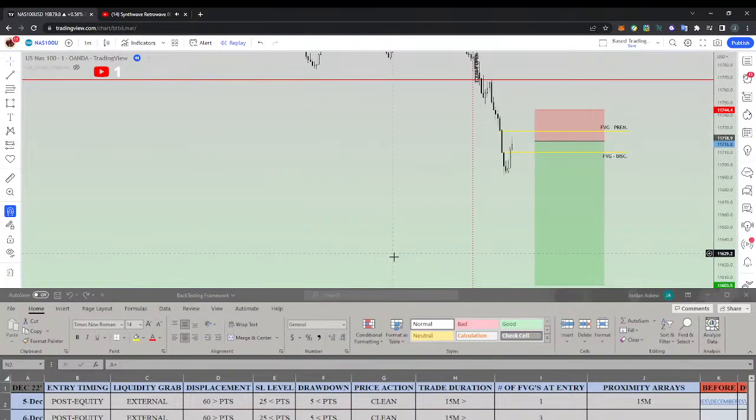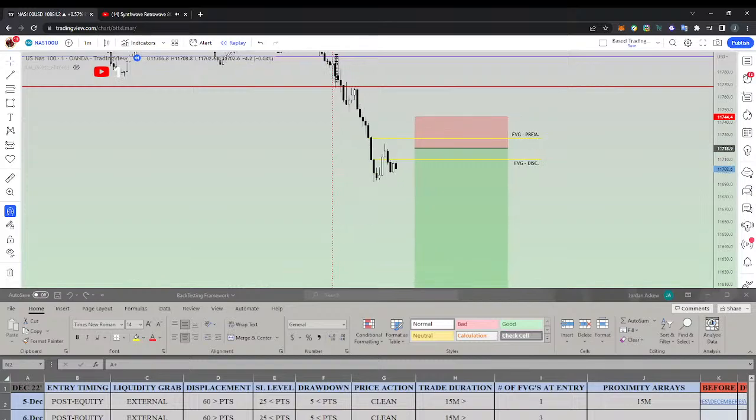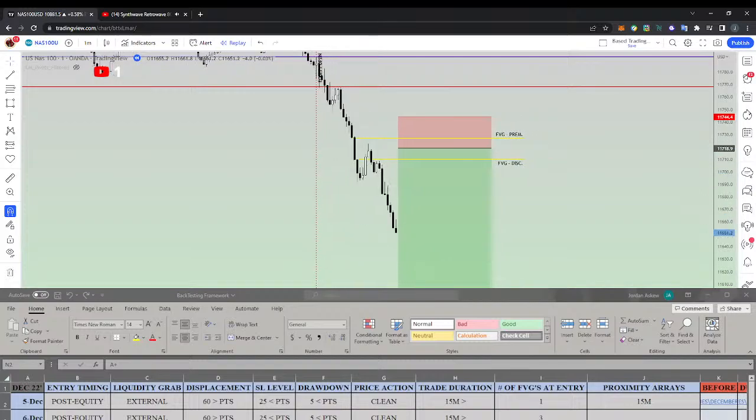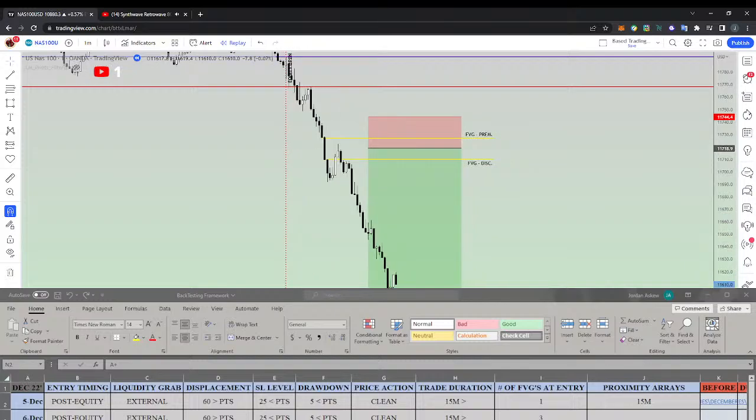take a screenshot of our during profile. Save chart image, speed up, and replay to the profit. Bam. Okay. Now we can take an after screenshot, and we can go fill in the quality of this trade here. So it was a post equity.